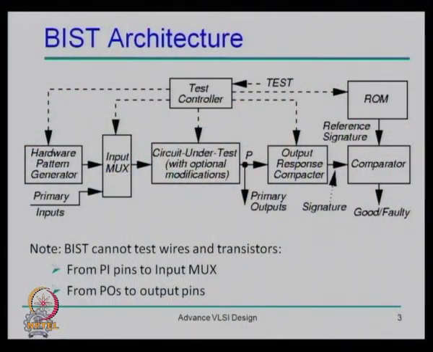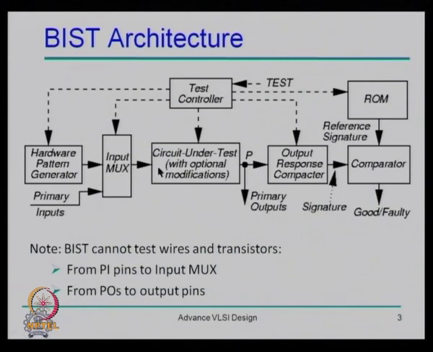If you look at the architecture, we need three different additional entities to help us test the device. So, you have the circuit under test, and you need a test generator. That means there would be a hardware test pattern generator you need to have. You need a test response collector that can collect the response, compare it with the golden response, and then tell you whether the chip is good or the chip is faulty. And in order to control all these activities, we need a test controller. So, these are the three essential parts of built-in self-test we must have.